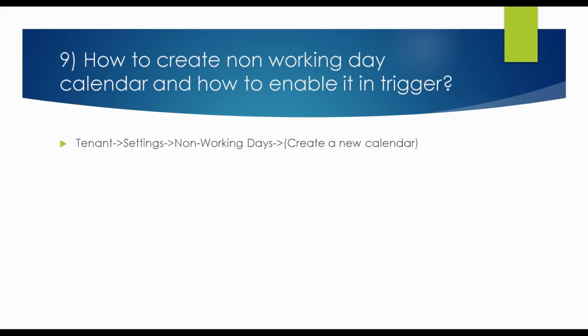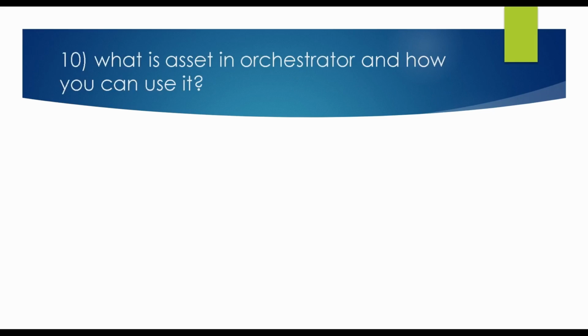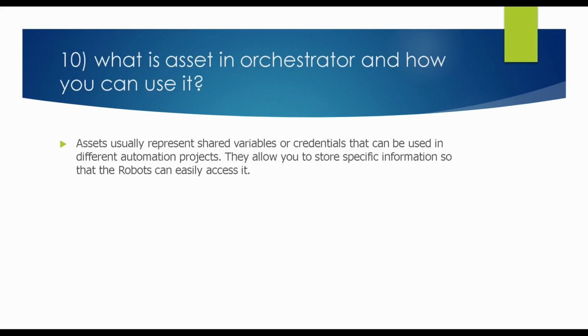Let's move on to the next question. What is an asset in Orchestrator and how can you use it? Assets usually represent shared variables or credentials that can be used in different automation projects. Okay, they allow you to store specific information so that the robots can easily access it.